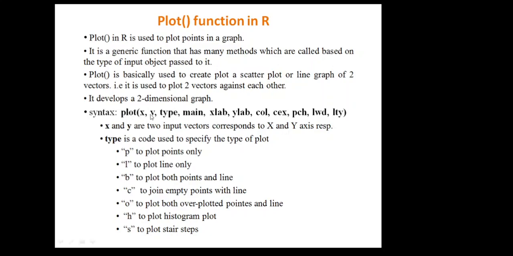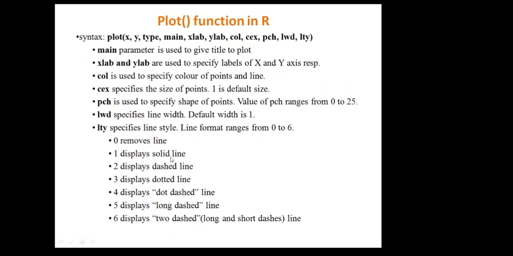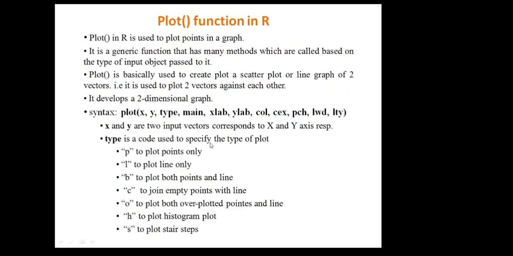First, it receives two parameters, x and y. These two parameters are compulsory because they are the input vectors for which we want to create a scatter plot or a line graph. Then the next parameter is the type parameter. Here we need to specify some code in terms of alphabets, and this type parameter is used to specify the type of plot, the type of graph that we want to create.